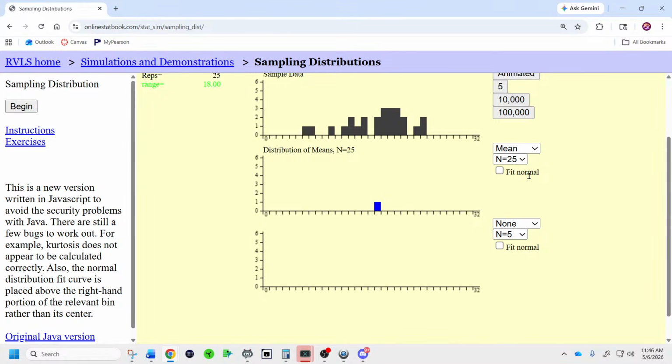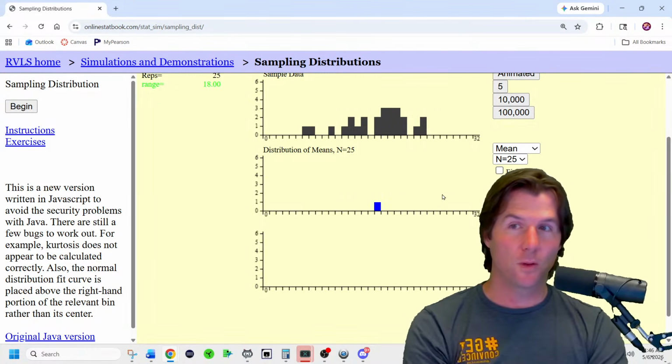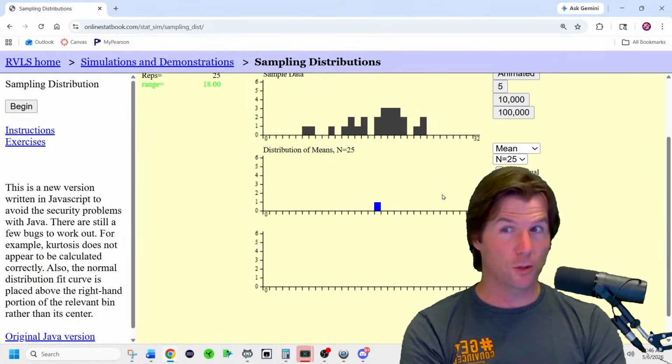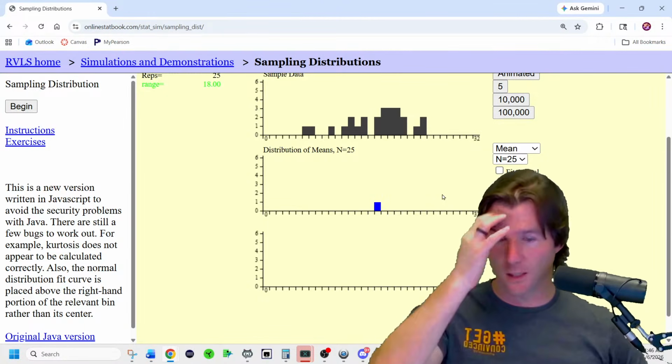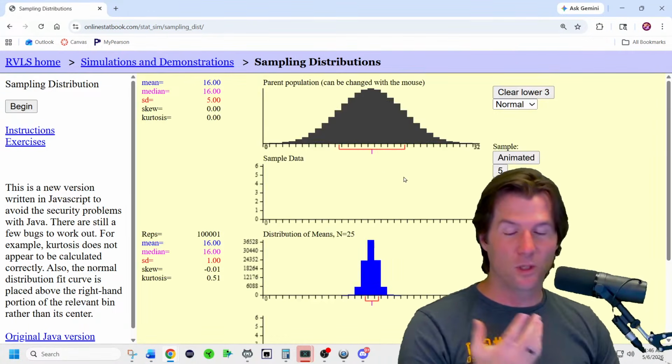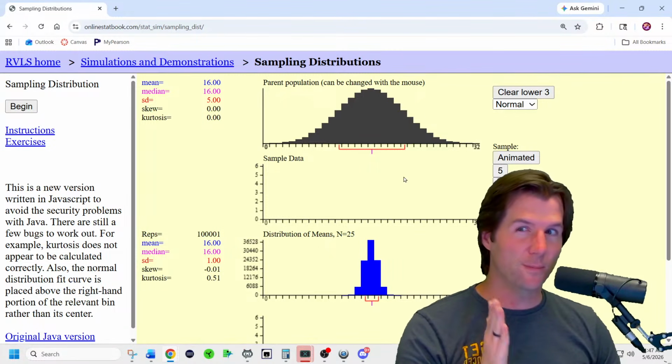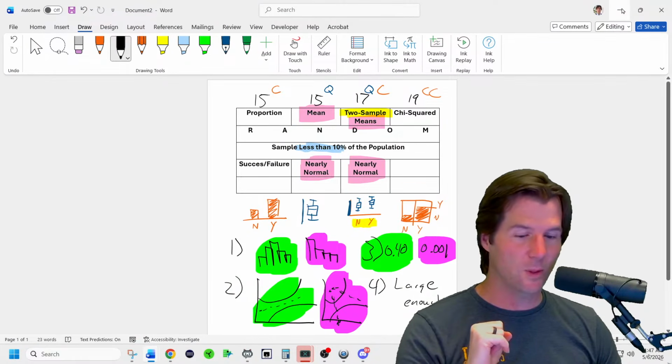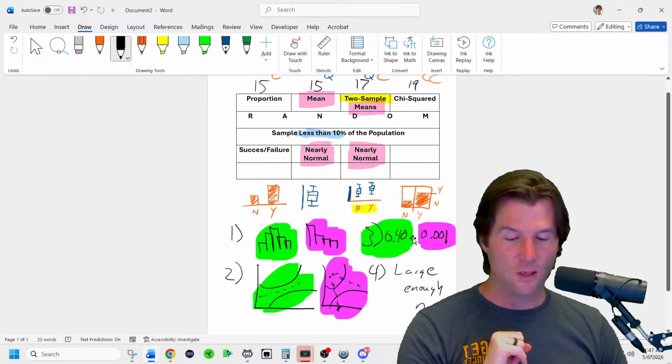So with a sample size of 25, my sample size is large enough such that the distribution of the mean will be nearly normal. So the more skewed your data is, the larger your sample needs to be to make the distribution of the mean, which is this down here, nearly normal. Your original data doesn't become normal. The distribution of the mean for larger sample sizes becomes more normal. And so that's the ways to check it.